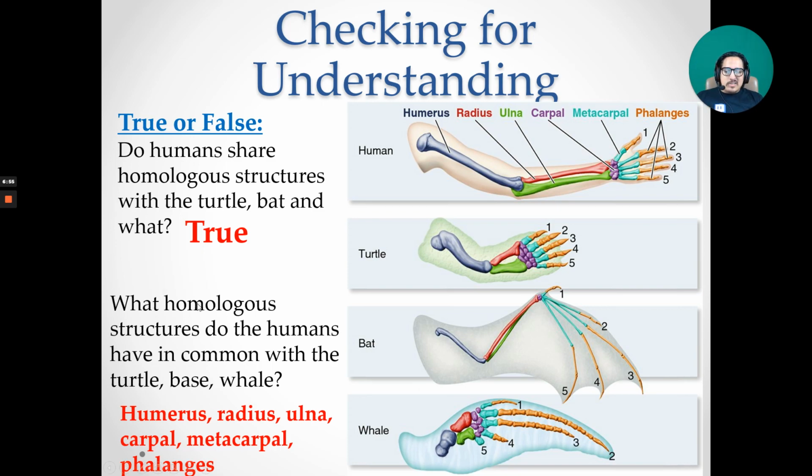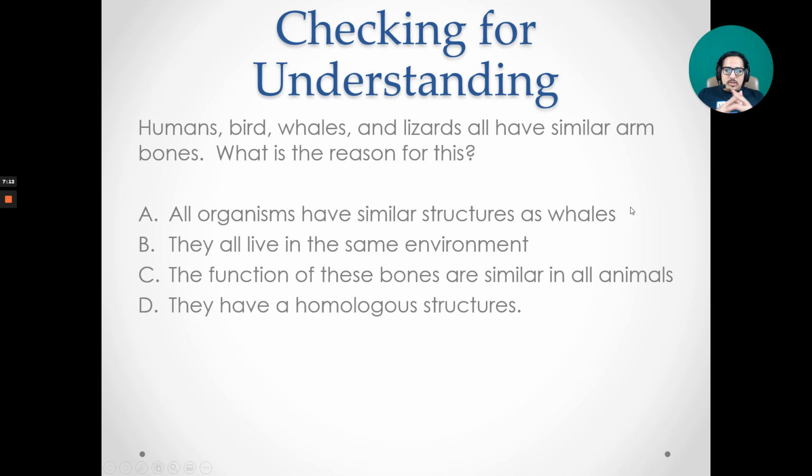So the question here says, what homologous structures do humans have in common with the turtle, bat, and whale? Sorry, guys, this is all messed up. It's all the different bones: humerus, radius, ulna, carpal, metacarpal, phalanges. Okay, so check for understanding again.